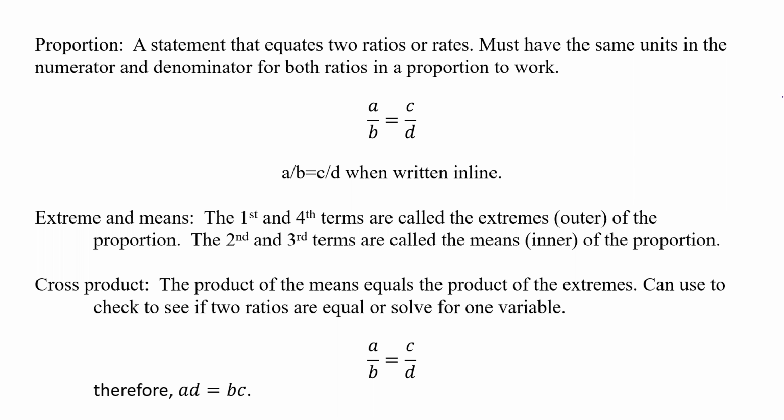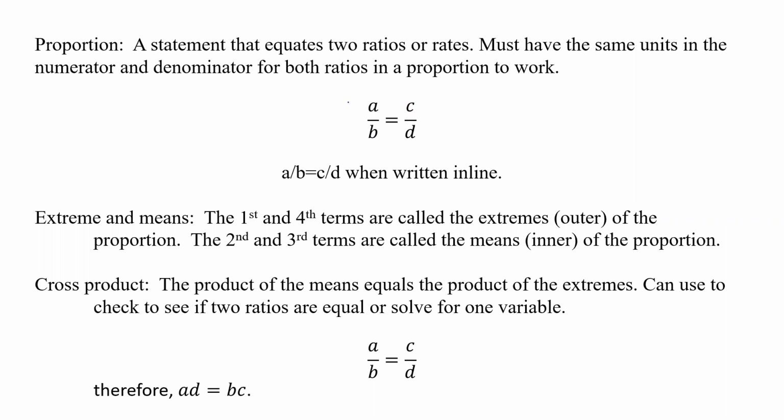And they must have the same units in the numerator and denominator for both ratios in a proportion to work. So if we had miles per gallon here, we have to have miles per gallon here. We can't have miles per gallon here and kilometers per gallon here. So it has to be the same units in both ratios to make the proportion work.